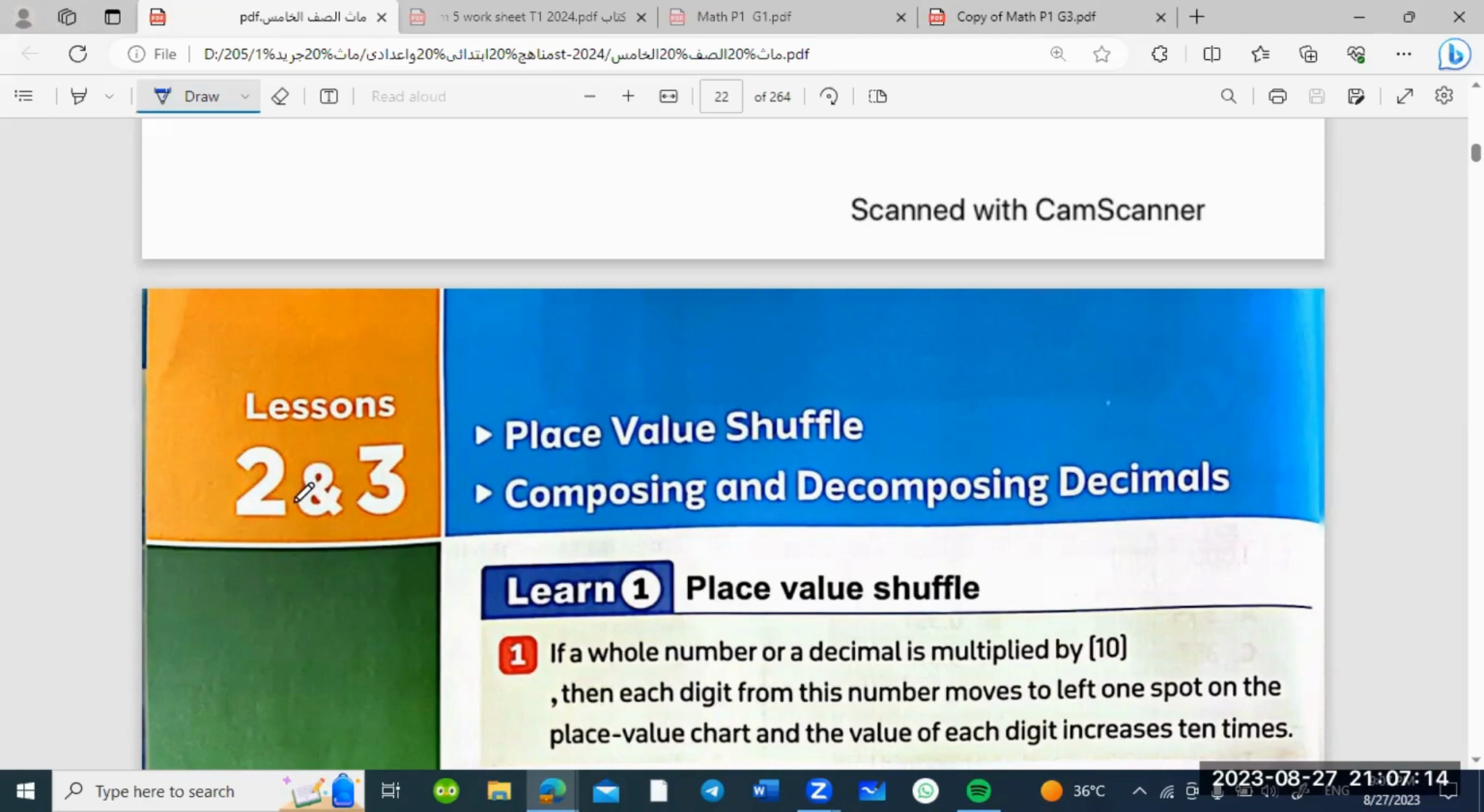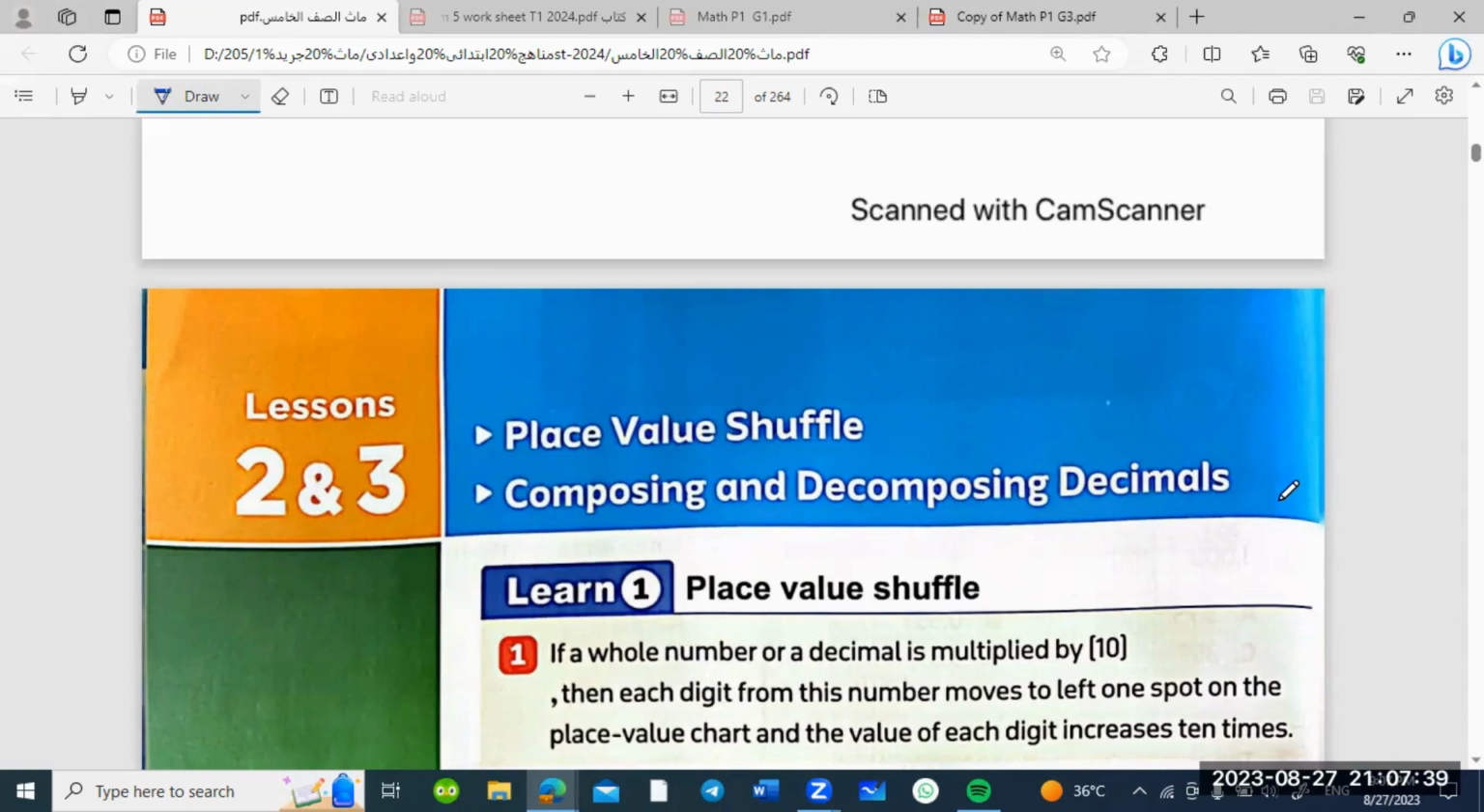This is lesson 2 and 3 together. So today, inshallah, we are going to talk together about two lessons. First lesson will be about place value shuffle. What is the place value shuffle? Now I will explain. And the second lesson is composing and decomposing decimals.